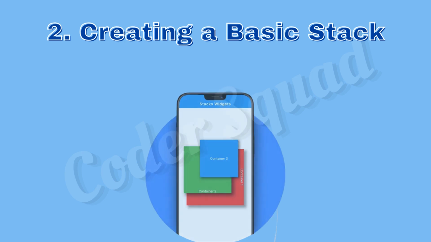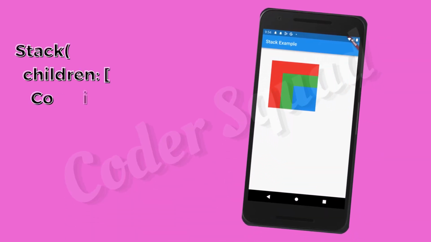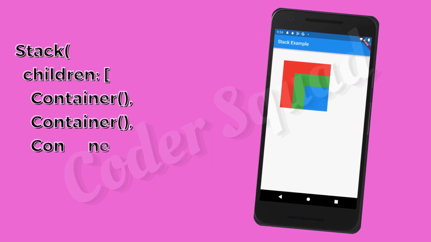Let's start by creating a simple Stack Widget. In your Flutter code, you define a Stack Widget and add children widgets to it, specifying their positions using the Positioned widget. With just a few lines of code, you can stack widgets and control their positions within the stack.